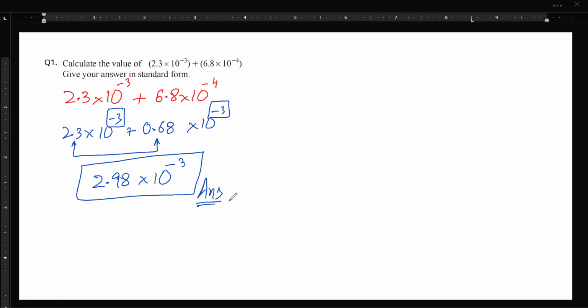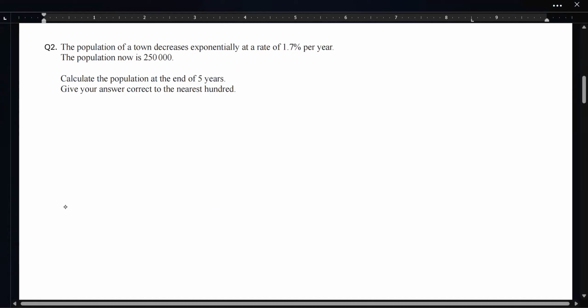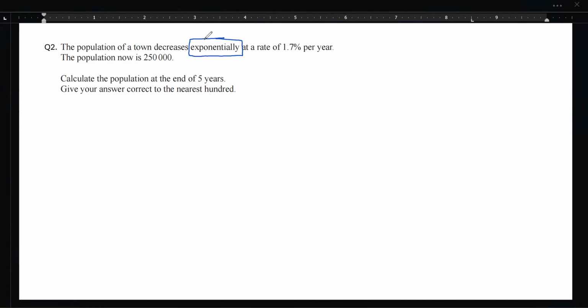Okay, let's move to the next question. In question number 2, the population of a town decreases exponentially. That's the important word that you must remember: exponential. Whenever they use exponential decrease, in other words we also call it decay.